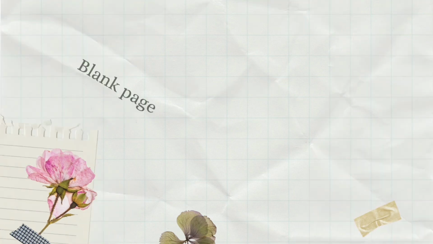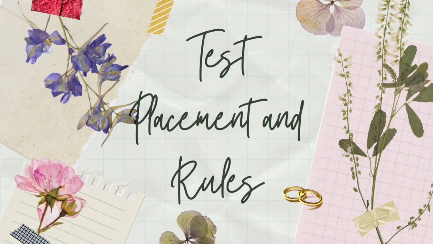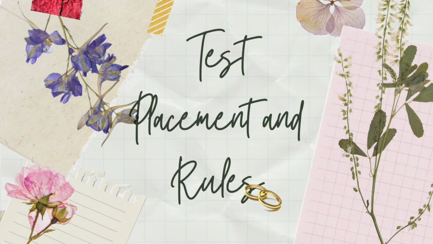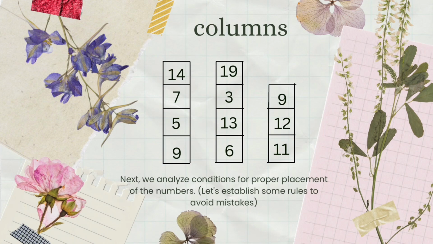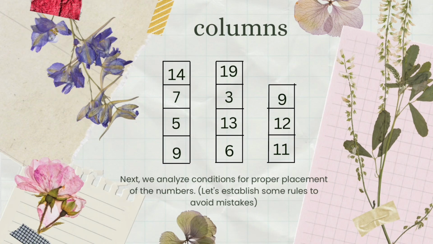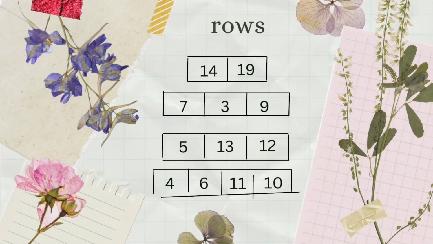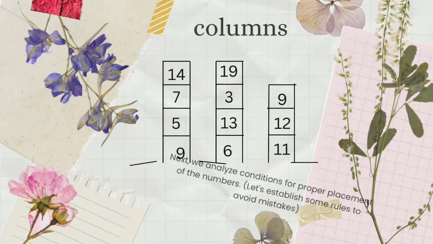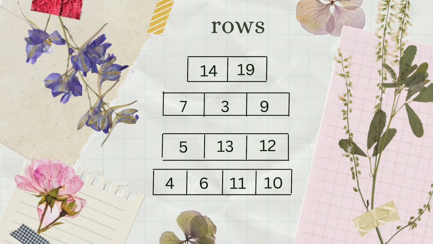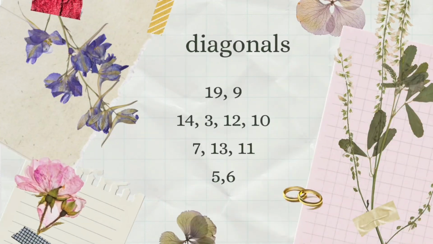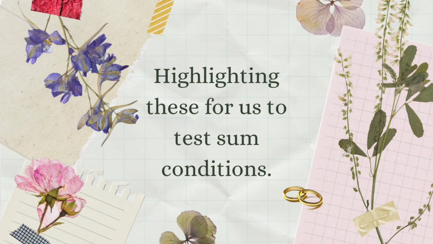Before placing the missing numbers, we analyze the sum conditions. Through an initial dry run, we tested placements without assumptions, which led us to establish the following rules. First, 15 and 16 should not be in the same row, column, or diagonal. Second, numbers should not be repeated across the grid. Last, each row, column, and diagonal must sum between 30 and 39.